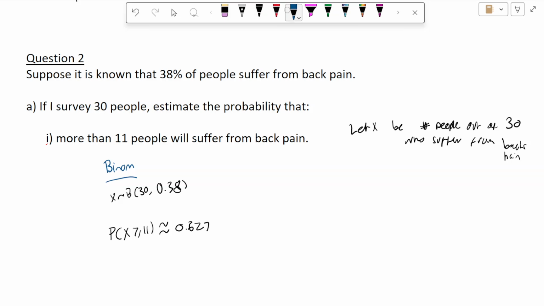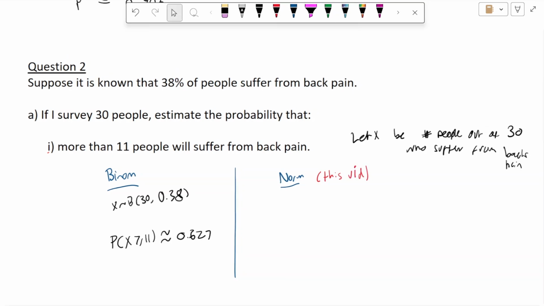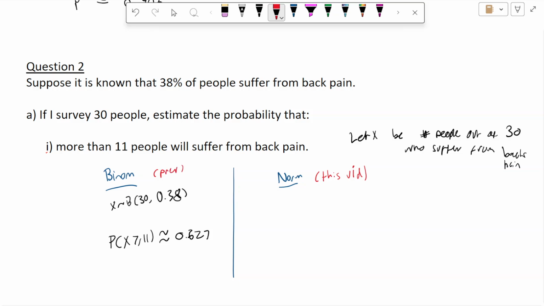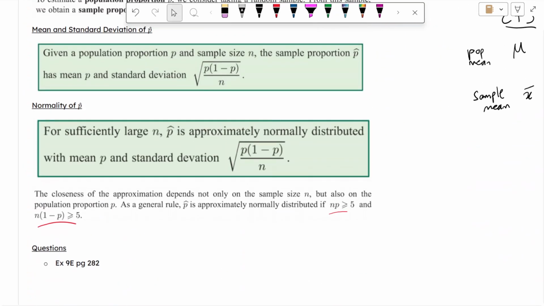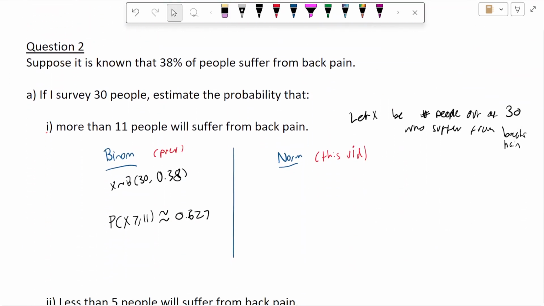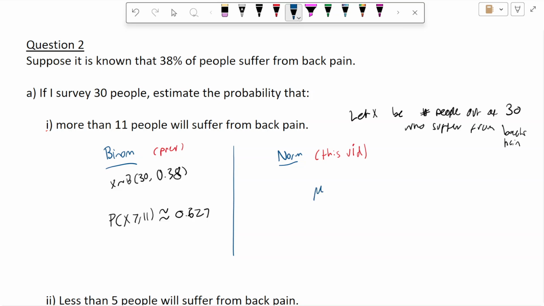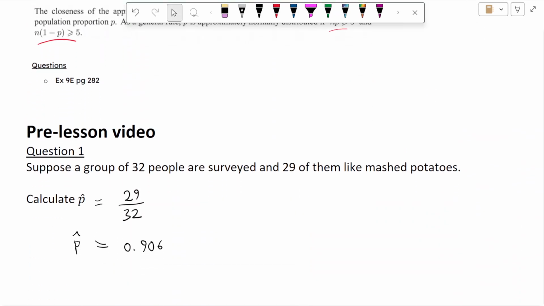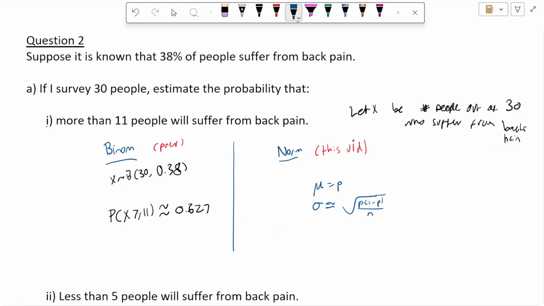Okay. Or the normal distribution approximation. This normal one is sort of this video's thing. This was the previous video's thing. Okay, so the normal distribution, we got to use these formulas. So the mean is p and the standard deviation is that other horrible formula. So the mean is p and the standard deviation is root p times 1 take p over n, which I think was the right formula. Yes, it was.